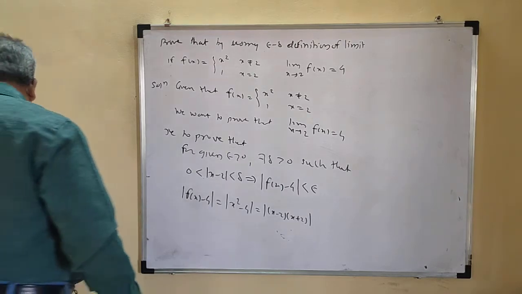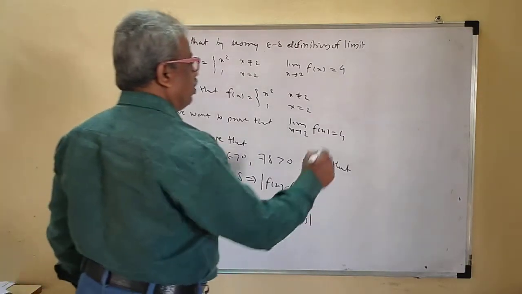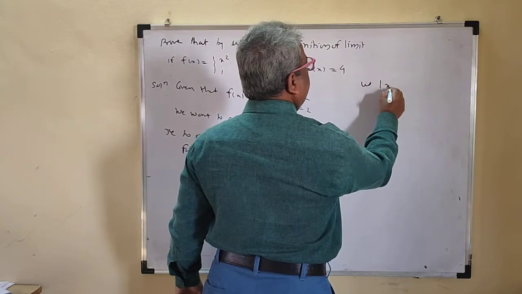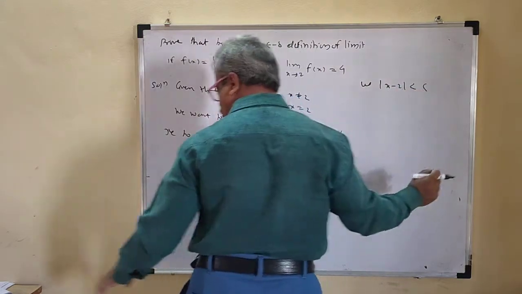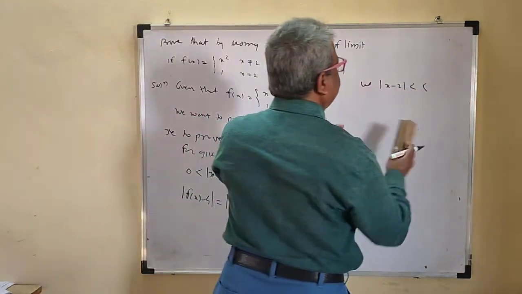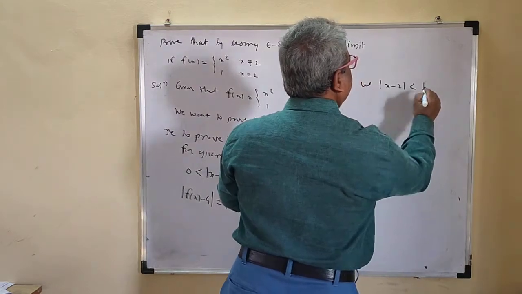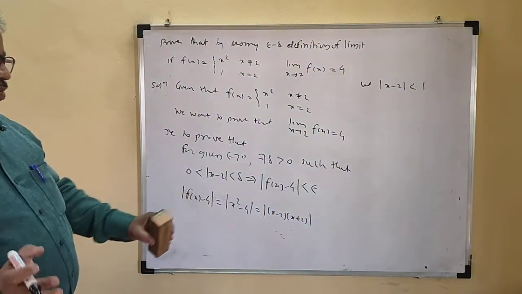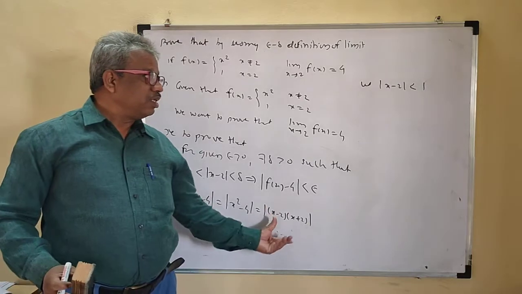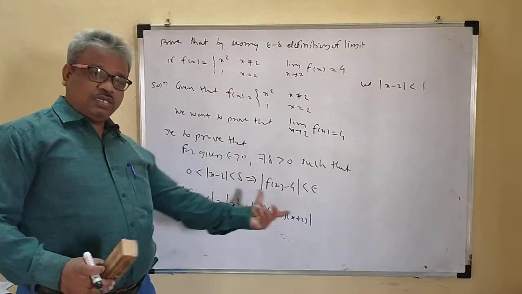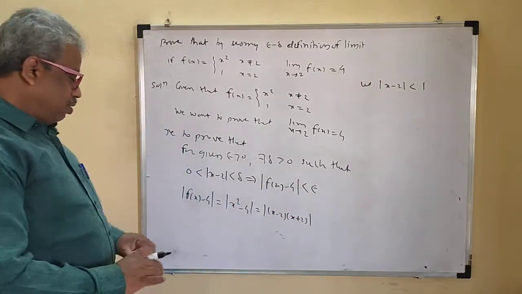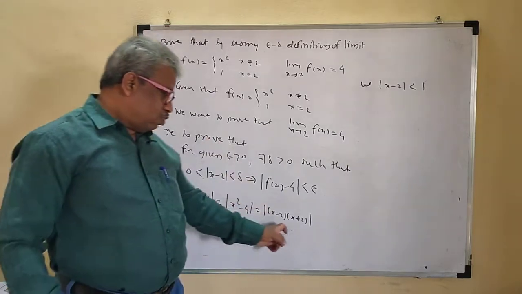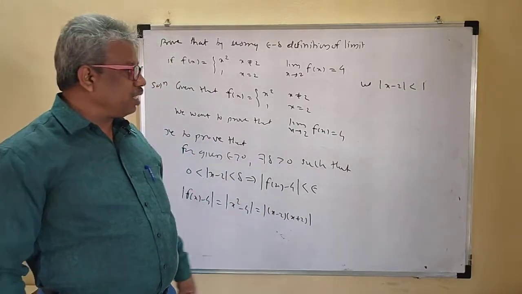Now we will assume that mod of x minus 2 is less than 1. We will take this, this is our choice actually, and we will take the minimum. Why did we do this? Only for this x plus 2. We want to remove the x plus 2 now.